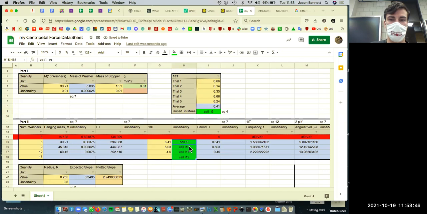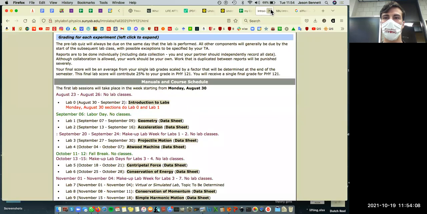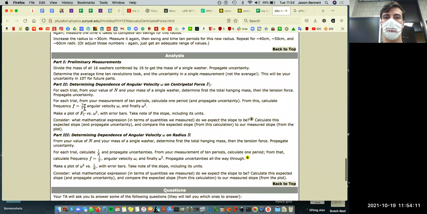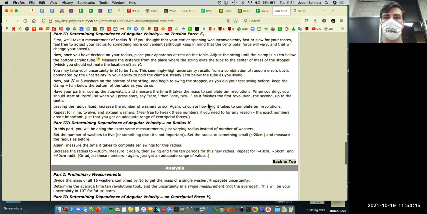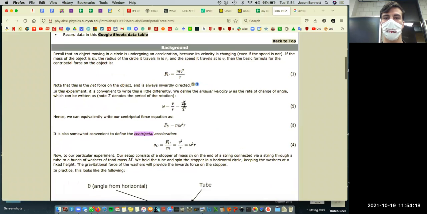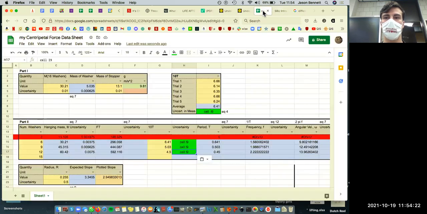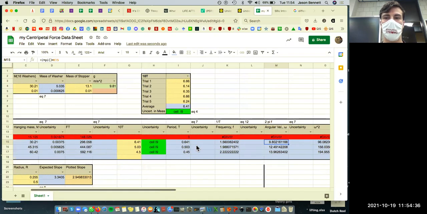That's not what I meant to do. And then, propagating error from this. If you have 10T, you divide by 10 to get the period. You divide by 10 to get the uncertainty. Frequency is defined as 1 over the period. And we know that the angular frequency, this guy, angular velocity, is 2 pi times the frequency. And remember, you can write 2 pi like that, or you can just write 3.14, it doesn't really matter. But that's a little weird part of it.